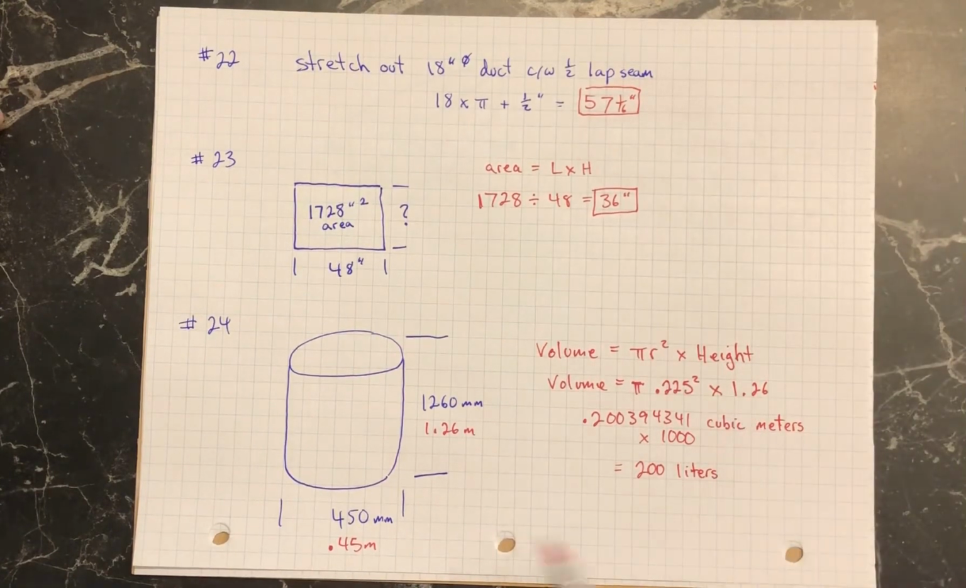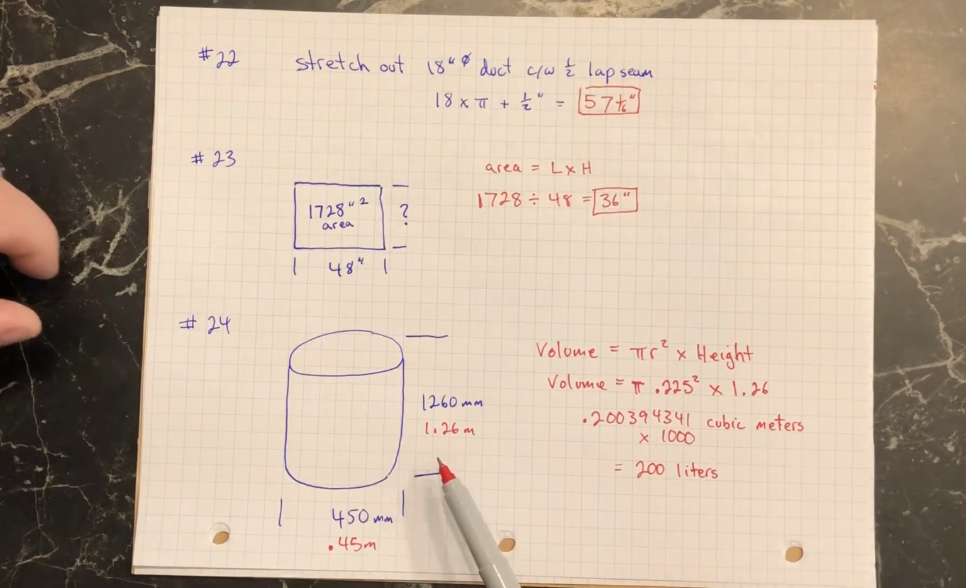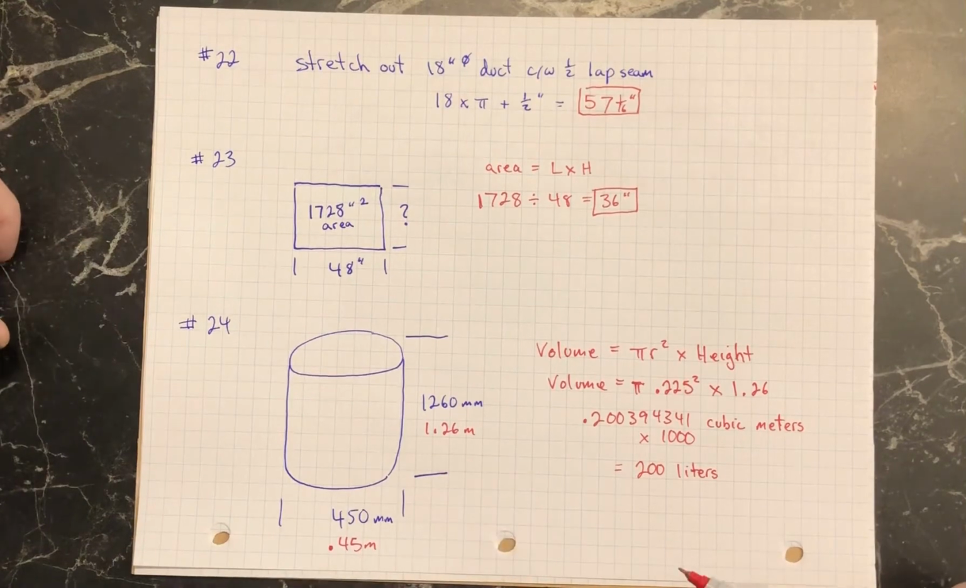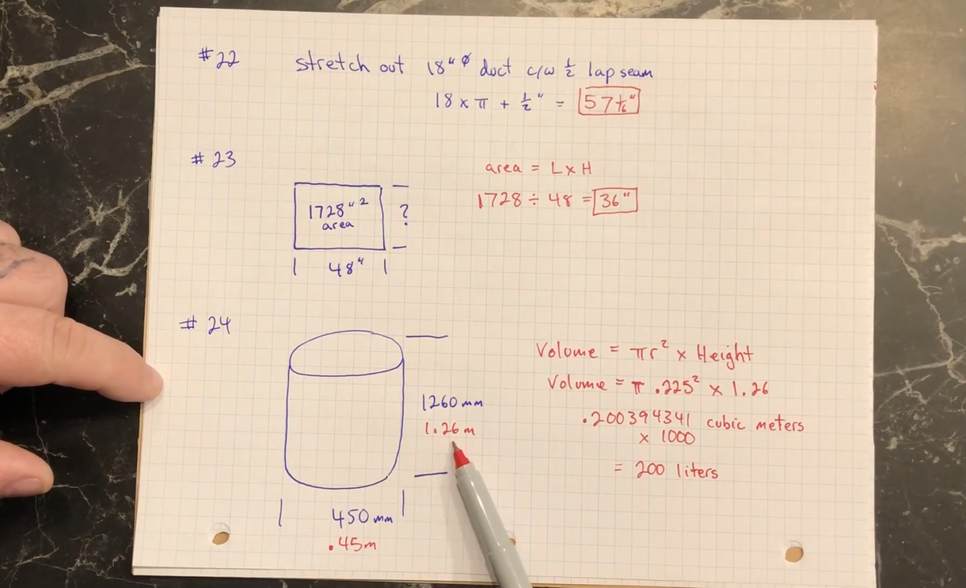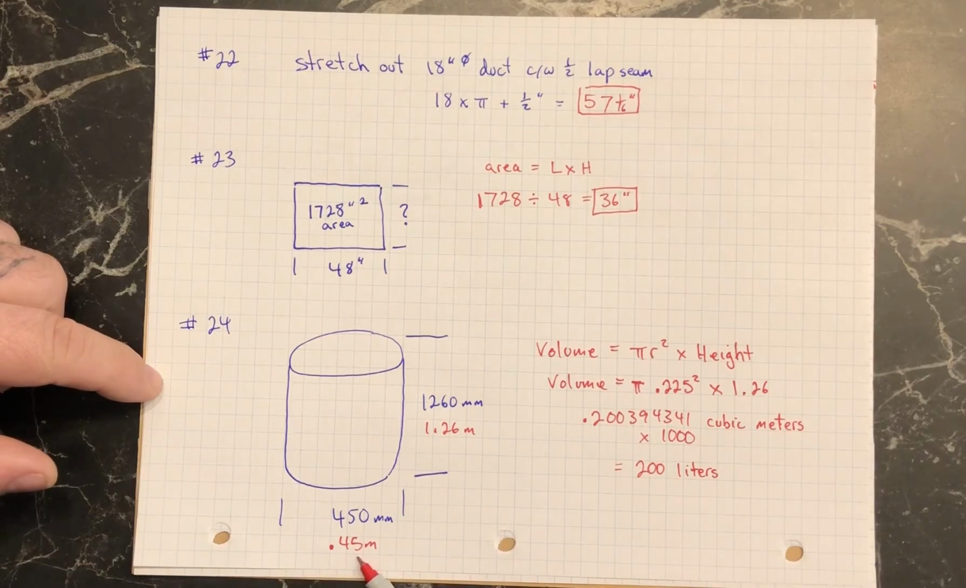Last one here. We've already done a question on this test that's very similar. The numbers are actually almost the same as well. But if we just change the millimeters to meters, it's going to be 1.26 meters, and this one here is 0.45 meters. I have the formula here. Volume is pi r squared times height.